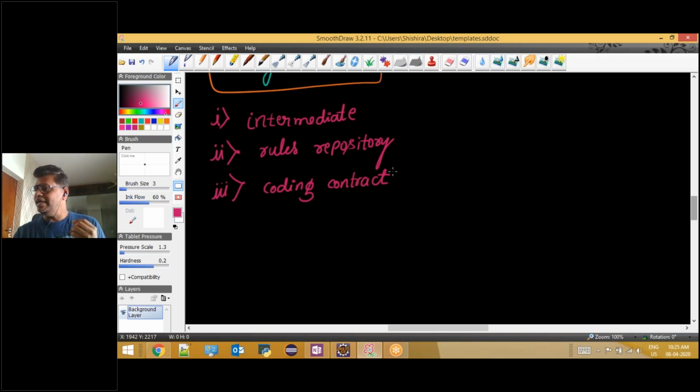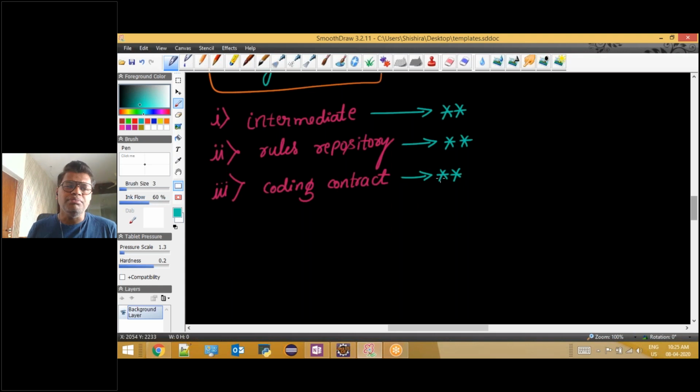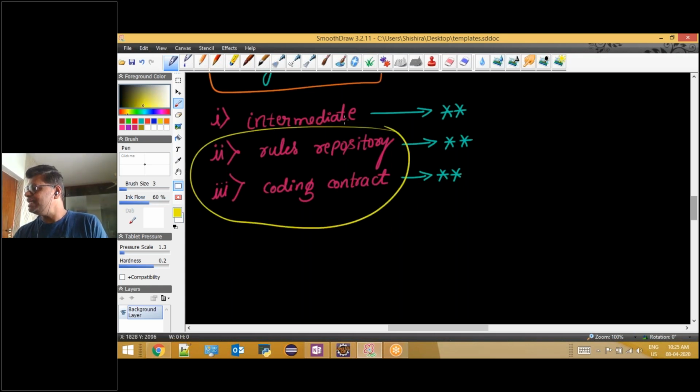All right, so these are the three meanings of an interface. All are extremely important in their own way. This is super important, this is also super important, and this is also very important, especially when you talk about APIs. These are the two things we use extensively, that is, rules repository and coding contract. Let us see all these things one by one. I definitely need a long time to teach you this, but we are going to understand it one after the other.